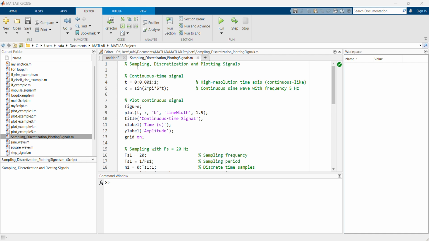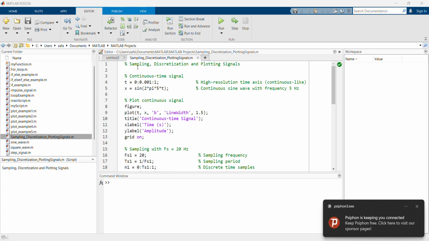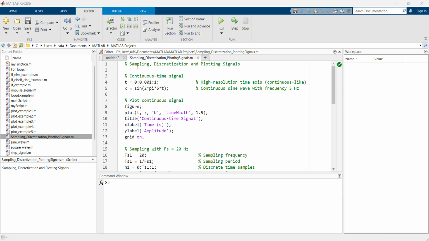In this video, we are going to talk about sampling, discretization, and plotting signals in MATLAB. The main idea is that when we have a continuous time signal, we need to represent it in a discrete form in order to process it digitally. This is done by sampling the signal at a specific time interval.